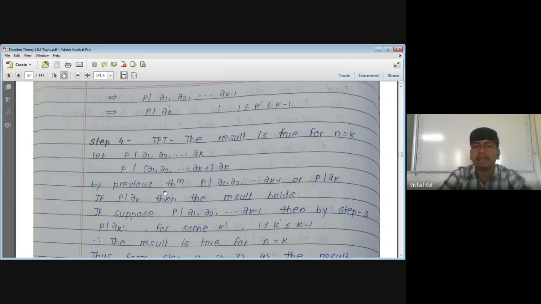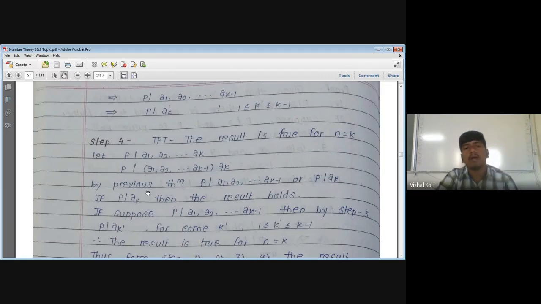Now, if possible, suppose that p divides ak, then the result will be whole. Since here we have to prove that if p divides a1 to ak, then p divides at least one am, that is am running from 1 to k. As here we already get p divides ak, there is no need to go further. The result will be whole for that step only.